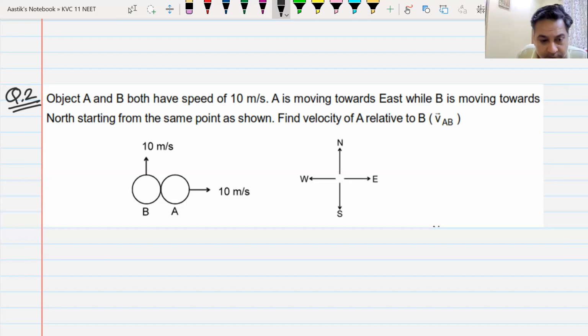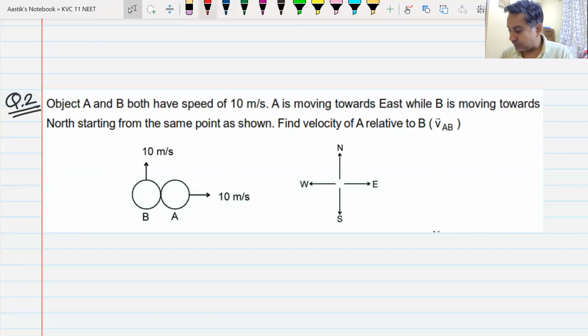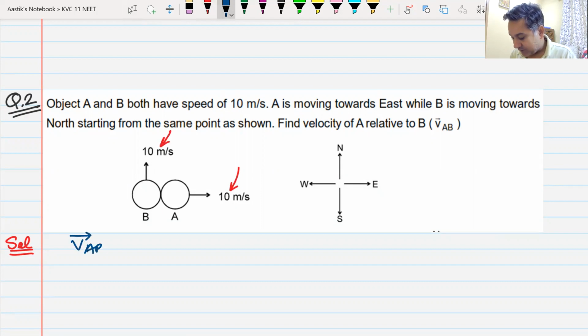Ten root 2, sir. Answer. The answer is 10 root 2. Everyone got this answer? Yes, sir. This is vector A. This is vector B. I have to find out the relative velocity of A with respect to B. I only need to find out the magnitude. I will just put the formula under root of A square 10 square, B square 10 square.